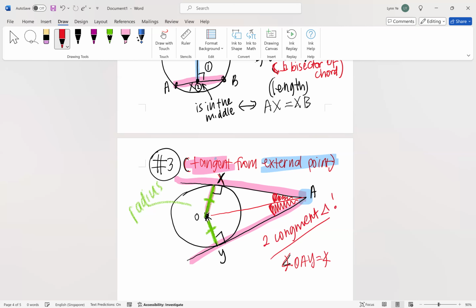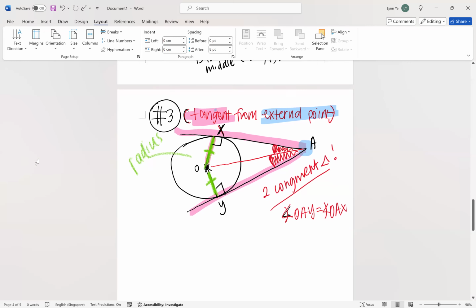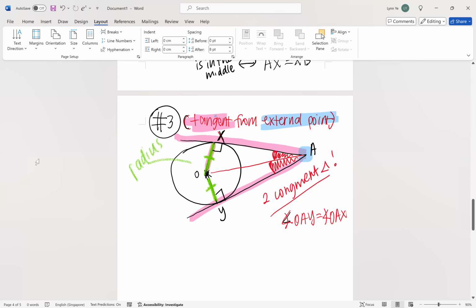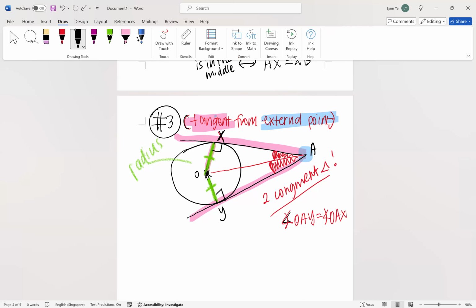Is equal to angle OAX. And because I know that it's a congruent triangle, I can also say what else? This is number 1 that I can say. What else? I can say number 2 also. What else can I say? What about the length? AX is equal to AY. Yes, with that you can make your notes.